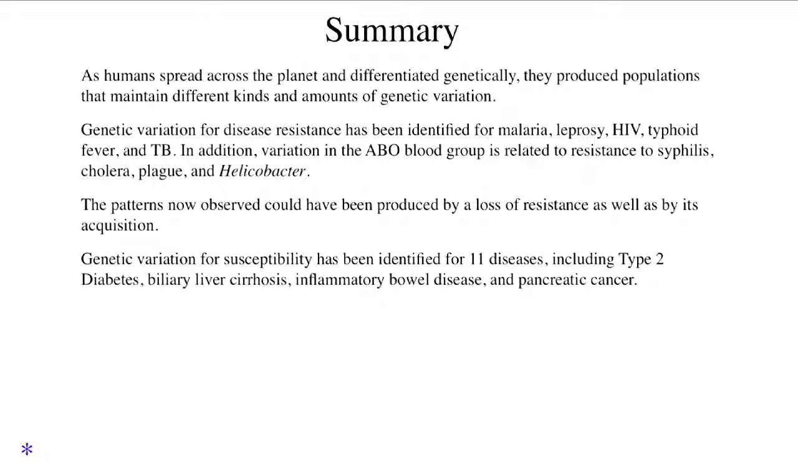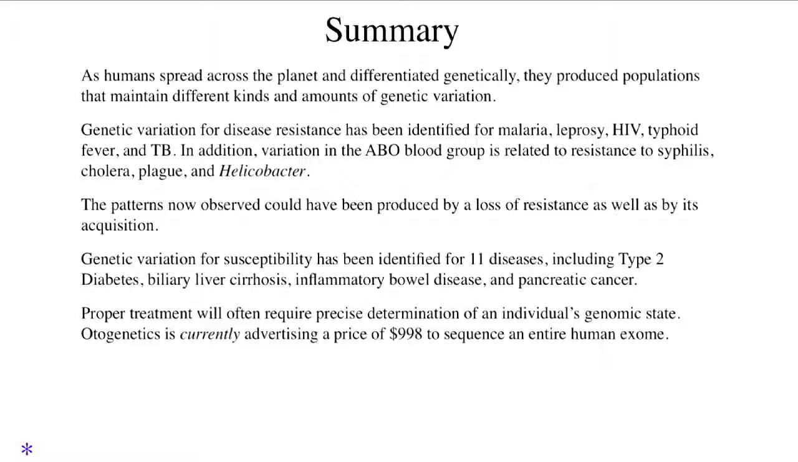Genetic variation for susceptibility has been identified for 11 diseases, including, importantly, type 2 diabetes, biliary liver cirrhosis, inflammatory bowel disease, and pancreatic cancer. So not everyone is equivalent in the risk that they have of getting these diseases. If we want to treat people properly for these sorts of issues, we need pretty precise genetic information on them. And we can currently get an entire genome for about $1,000. So this is certainly going to be coming.